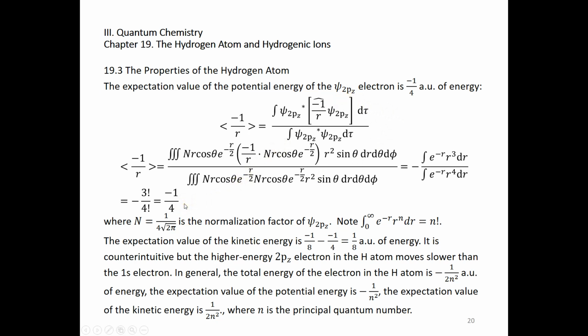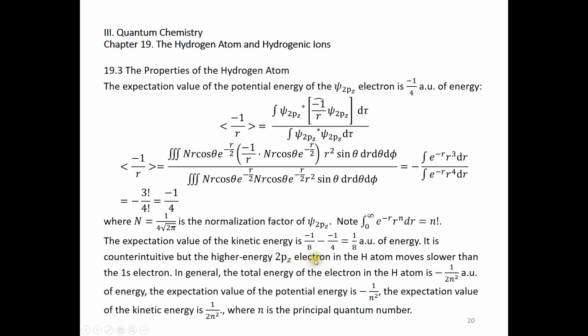The unit is atomic unit. Again, this n is the normalization factor. You can see n appears on top 2 times and also on the bottom 2 times. They cancel. The expectation value of the kinetic energy is the total energy minus the potential energy. We get a positive 1/8 atomic unit of energy. It is counterintuitive, but the higher energy 2pz electron in the hydrogen atom moves slower than the 1s electron. It's kind of strange, but it's true.